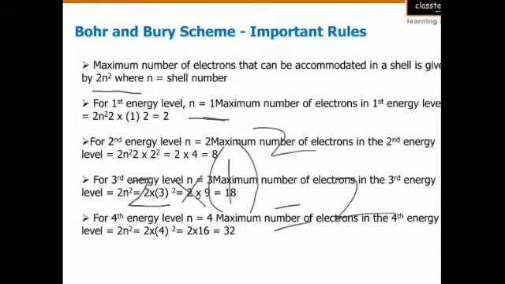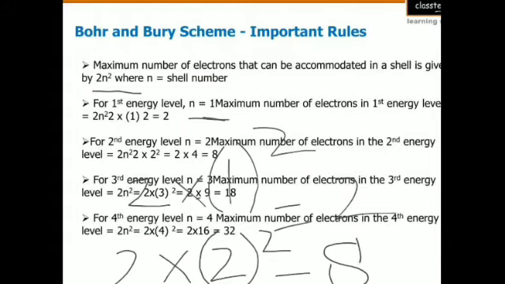Then for the second energy level, I have told you the maximum number of electrons that can be accommodated is 8. Here n is equal to 2, so it is 2 into 2 square, that is 2 fours are 8. This I have already explained, and correspondingly in the third shell, fourth shell, and so on. So that is the maximum number of electrons that can be accommodated in a particular shell.